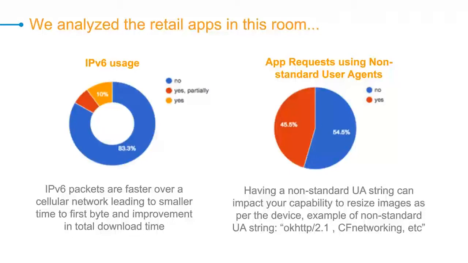Other image manipulation services look at that data in the user agent string to identify what device type the request is coming from, and then resize the images based on that. So it's highly probable that if you have an image manipulation service today, it's probably not working for you.